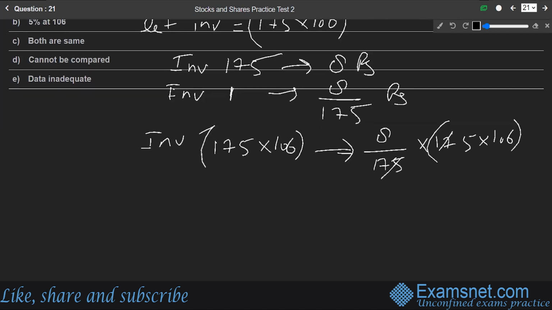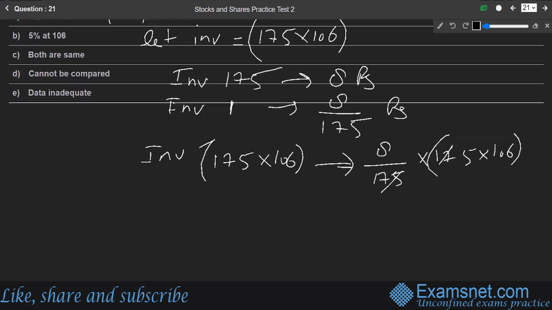Okay, 8 into 106 rather. 8 into 106 value is simply 848. So this is the income received from the first scheme.